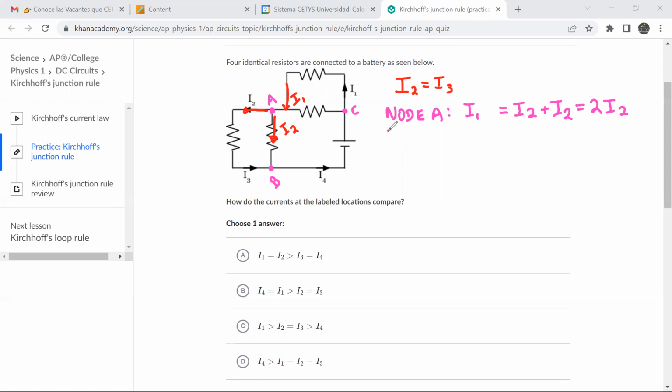Now let's go to node B. I'm going to write it again, but closer.